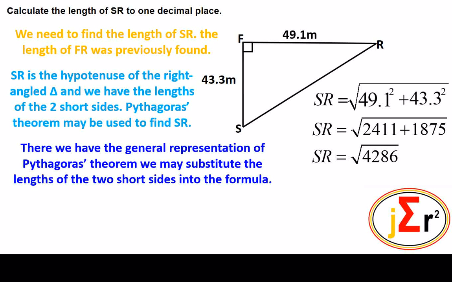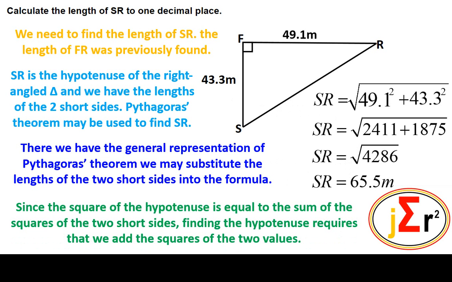Finally, we need to take the square root of 4,286, and the result is 65.5 meters when we round to one place of decimal.